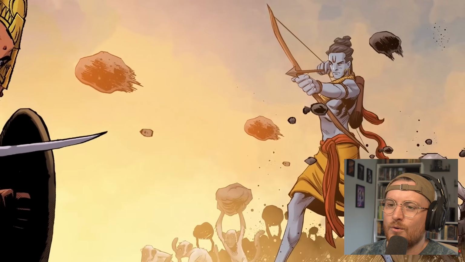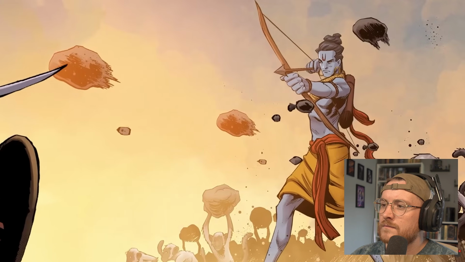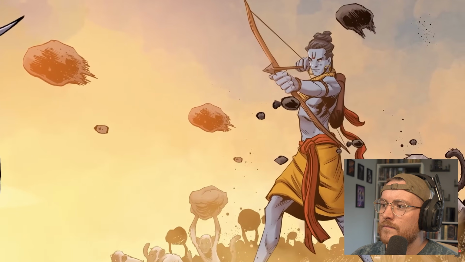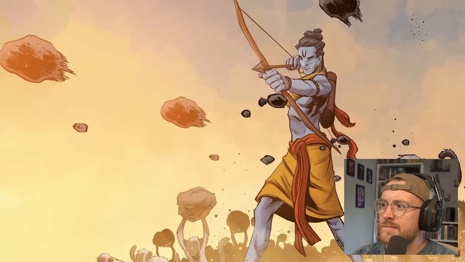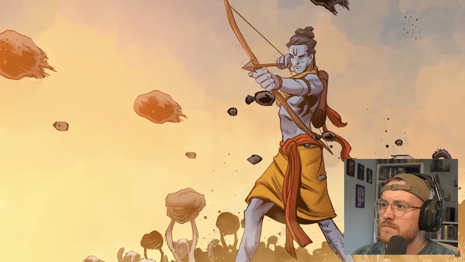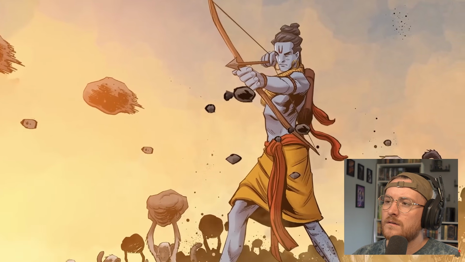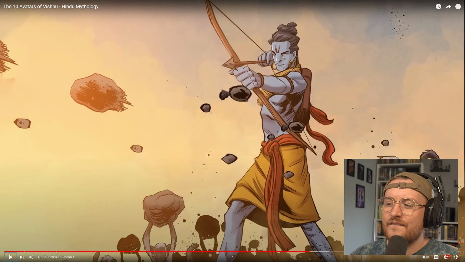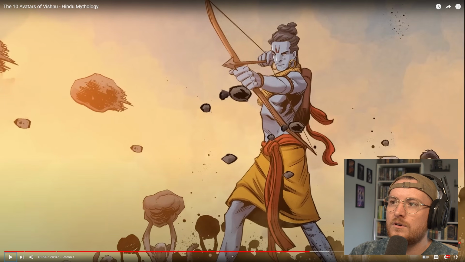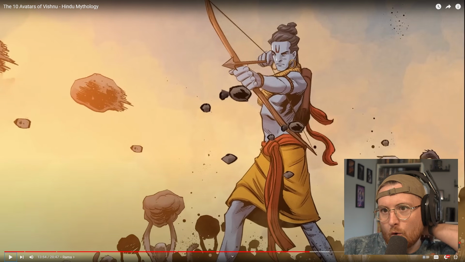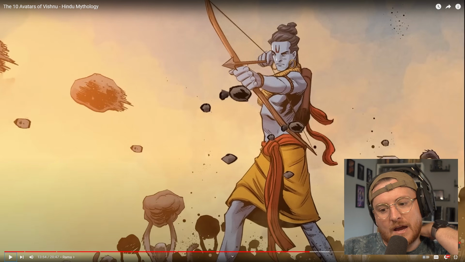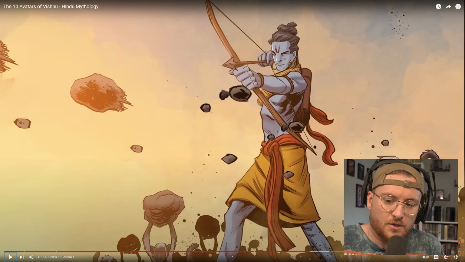The battle reached its climax when Rama, under the guidance of the wind god Vayu, and armed with the knowledge he had acquired from the sages, launched the divine arrow of Brahma at Ravana. It pierced his heart, and he fell defeated. Again, I feel like I've heard this story before. Maybe it's just so popular that it just does seep out. And again, I did when I grew up in the UK.